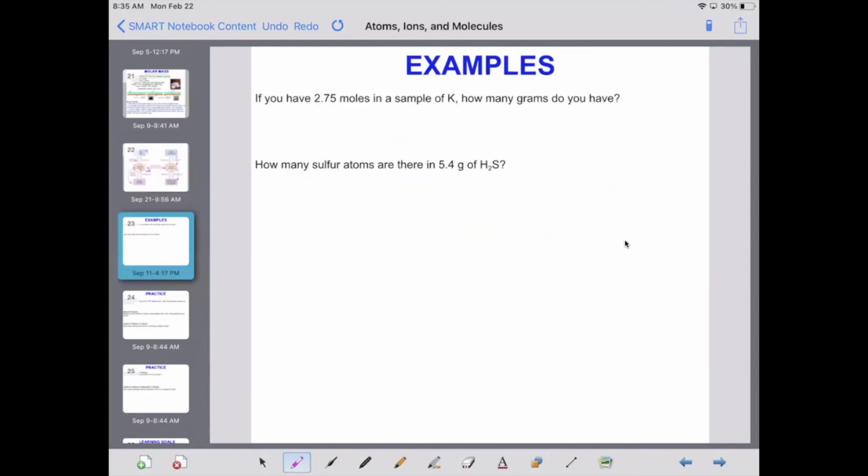So if we do one example here, we're going back to dimensional analysis. This question is asking, if you have 2.75 moles of a sample of potassium, how many grams do you have? We are given 2.75 moles of potassium, and the question is asking how many grams of potassium do we have? To get from moles to grams, what conversion factor do we use? And we have to figure out what goes on the top and what goes on the bottom. So we want moles on the bottom, and then we want grams on the top.